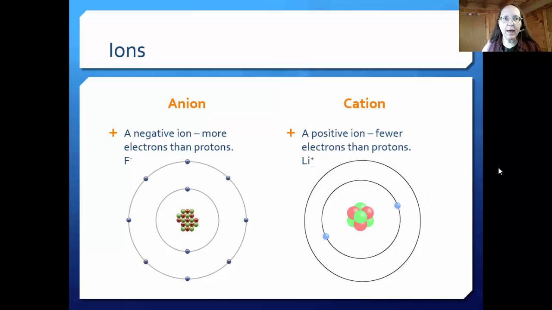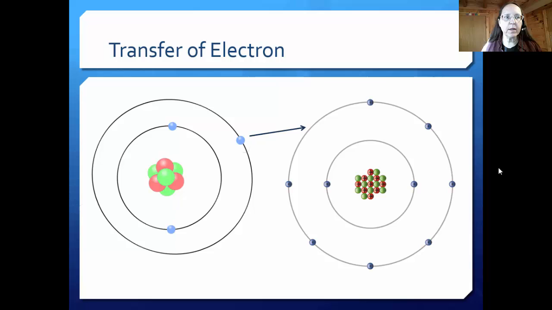Why would an atom have a different number of electrons than protons? This happens when electrons move from one atom to another. And why do electrons move? To achieve a stable electron configuration.